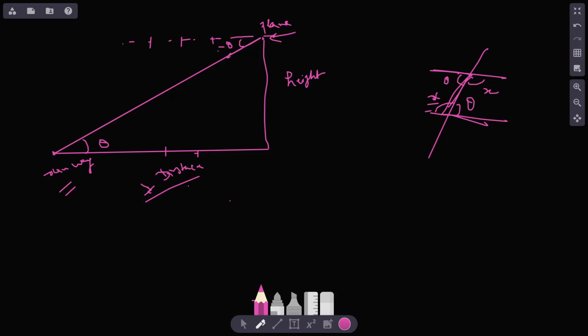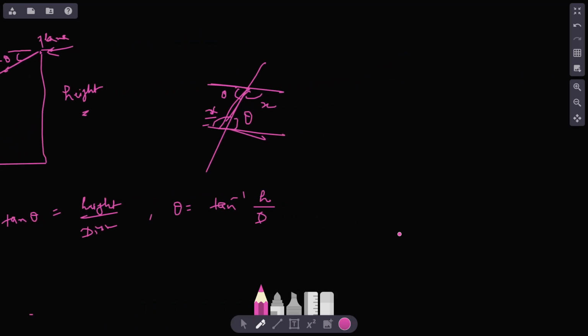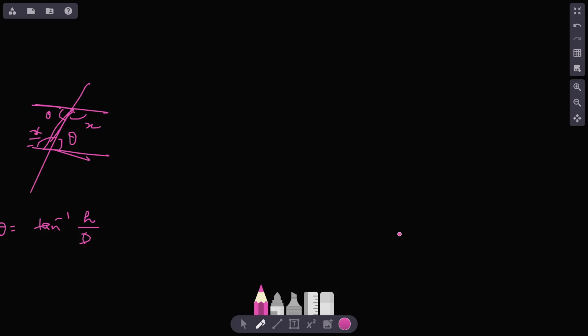Now, what is theta over here? What is tan theta? We have two very known things with us: height and distance. Tan theta is height divided by distance, or theta is equal to tan inverse of height by distance. So this is how the real world applications work. Now we will move to the problems part.